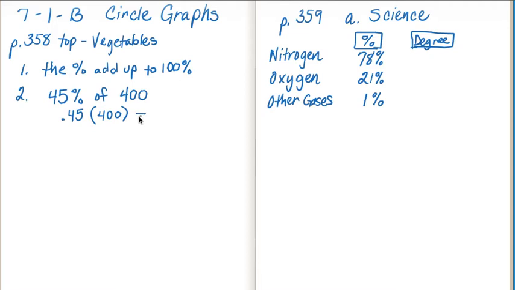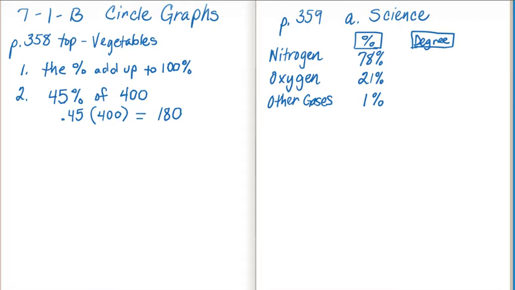So like you can multiply that out, and when you multiply, you'll get 180 students, which makes sense because if 400 is the total and you want 45%, that's close to half. And 180 is close to 1/2, which would be the 200. 180 is just a little bit less. All right, let's look at another one.